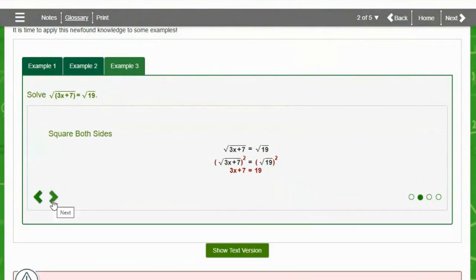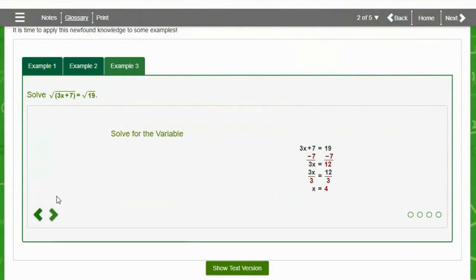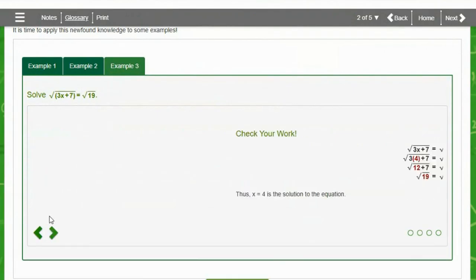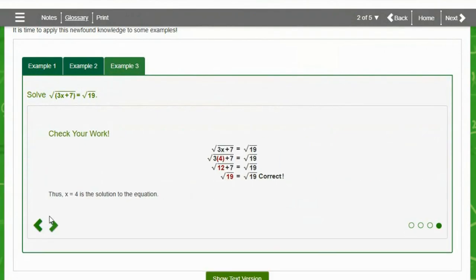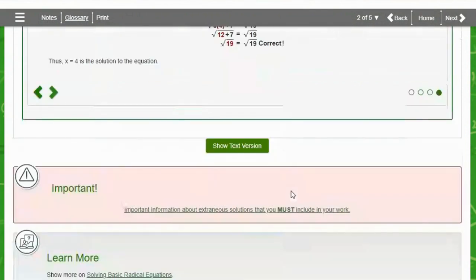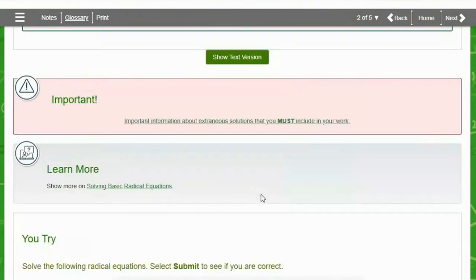So they talk about square both sides, solve for x equals 4. And when you check it, it's correct. It is not extraneous. Important information about extraneous solutions that you must include in your work.